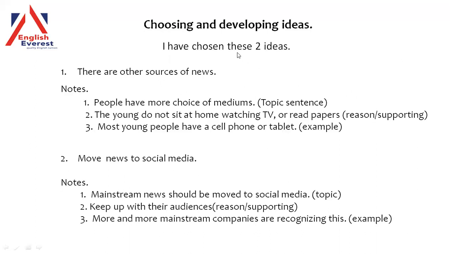Okay, so choosing and developing those ideas. I've chosen there are other sources of news. People have more choice of mediums. Mediums means the way that you receive or send something. Young people do not sit at home watching TV or reading newspapers. They don't. Most young people have a cell phone or a tablet. So it's talking about the other sources of news.